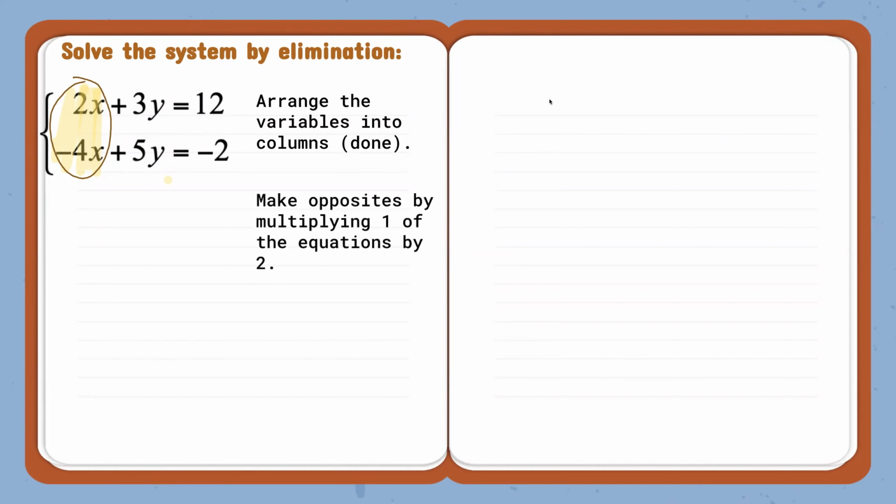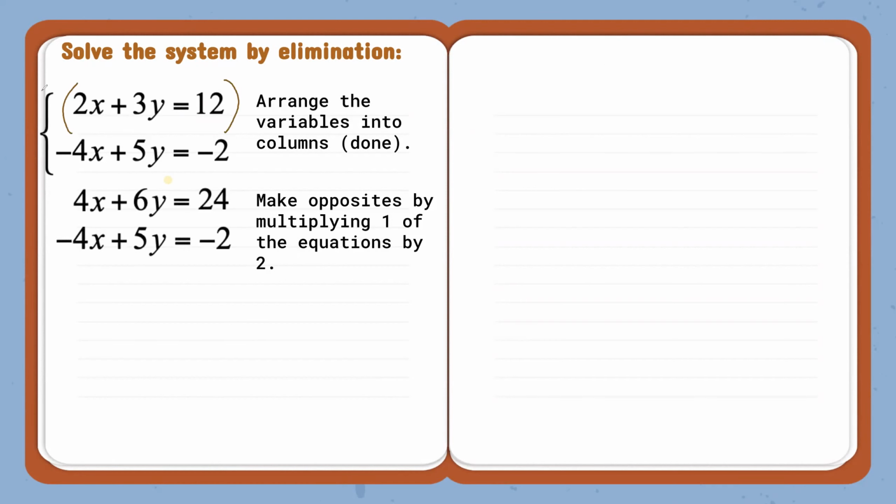I'm going to make opposites by multiplying one of the equations by 2. And which one am I going to multiply by 2? The first one, right? So the second one is -4. I want to make 2 be the opposite of -4, which is +4. So that's why I multiply this whole thing by 2.